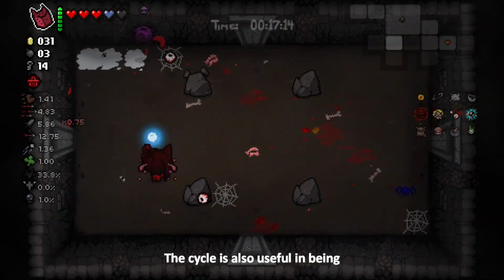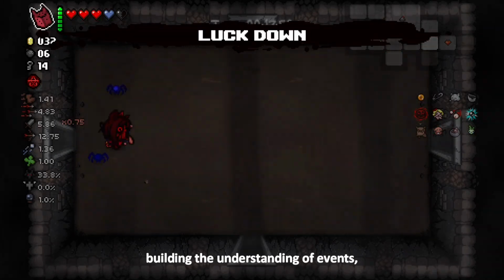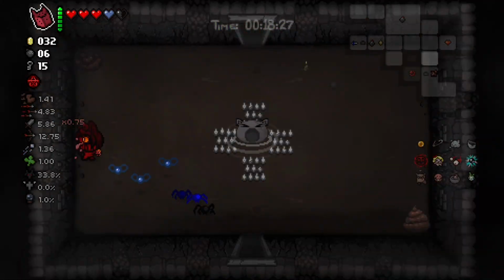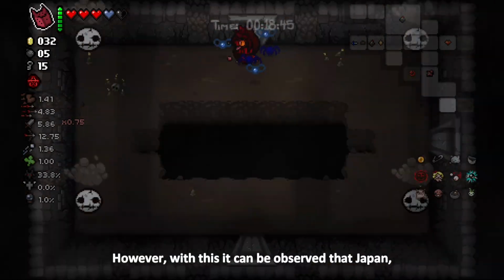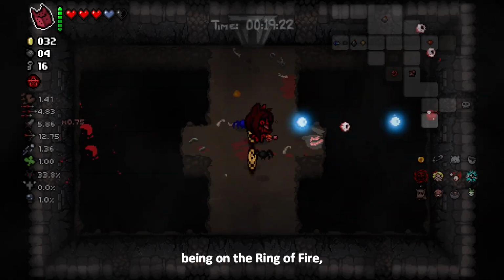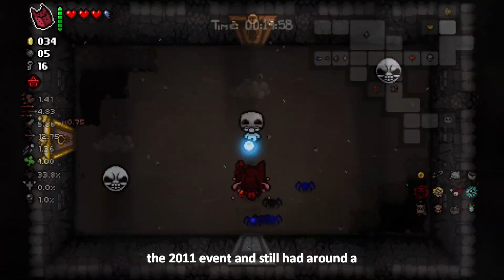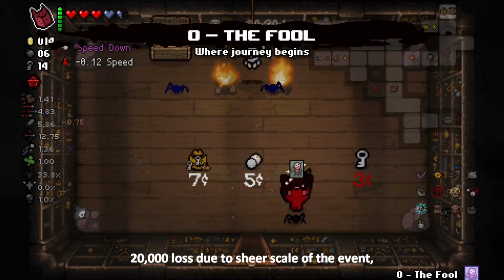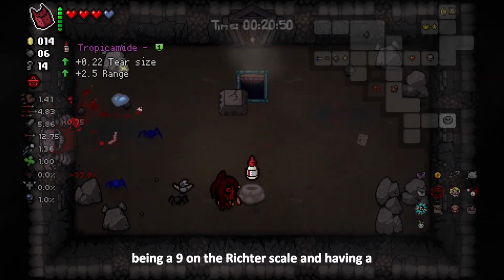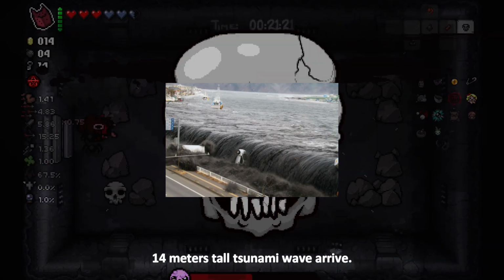The cycle is also useful in being continuous in nature, building the understanding of events through each cycle of the stages that occurs. However, with this it can be observed that Japan, being on the Ring of Fire, has gone through countless cycles before the 2011 event and still had around a 20,000 loss due to the sheer scale of the event, being a 9 on the Richter scale and having a 14 meter tall tsunami wave arrive.